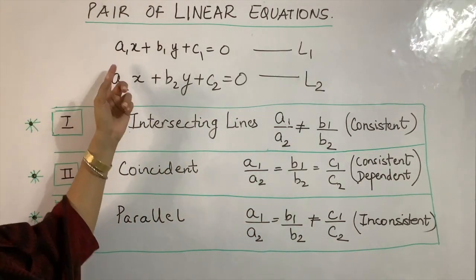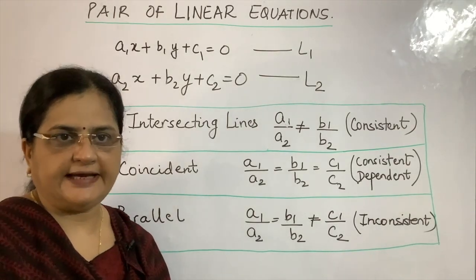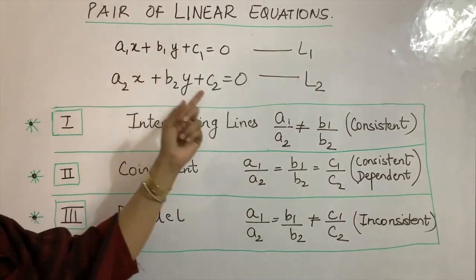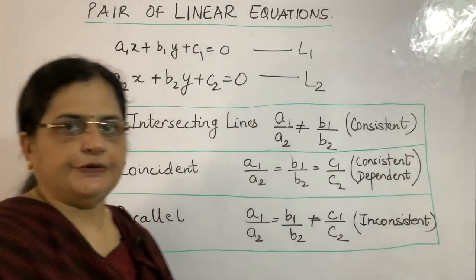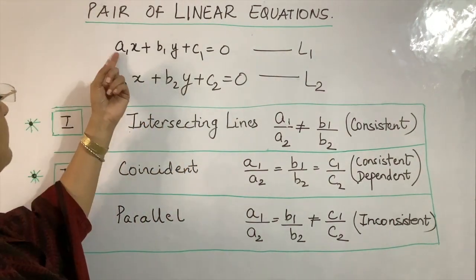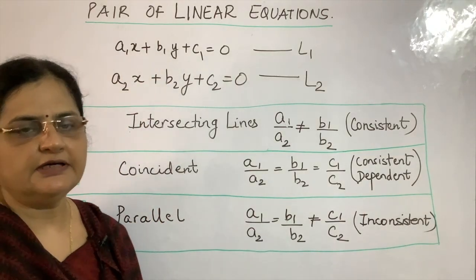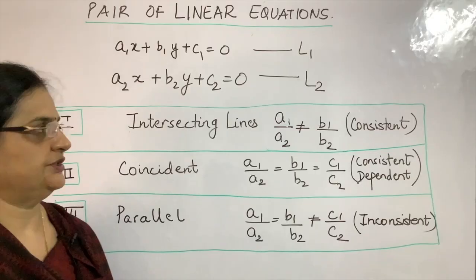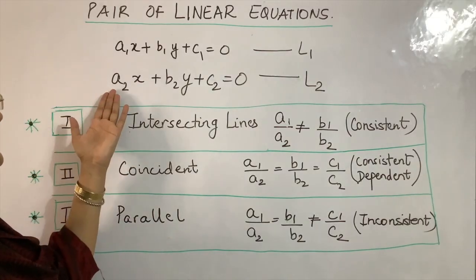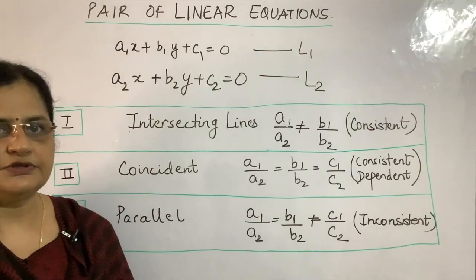So, supposing we have two equations, let us say the first equation of a line is a1x plus b1y plus c1 is equal to 0. This is a linear equation in two variables. And what are a1 and b1? They are the coefficients of x and y. And what is c1? It is the constant term in the equation. Let the second line be represented as a2x plus b2y plus c2 is equal to 0.